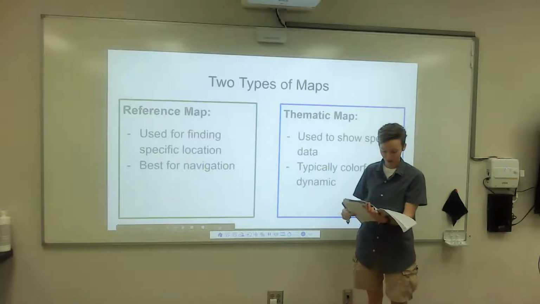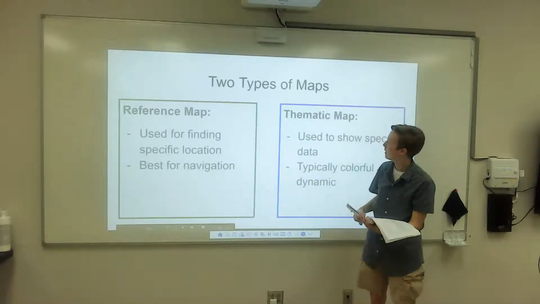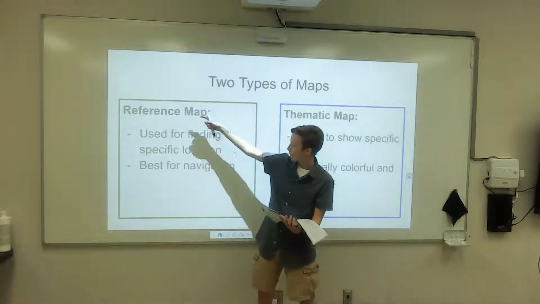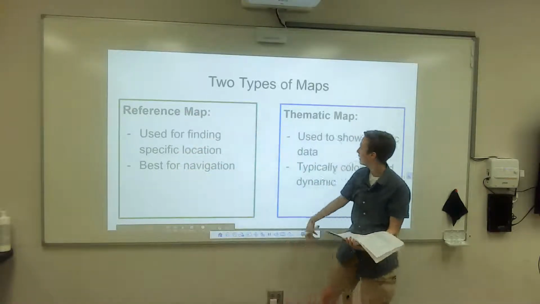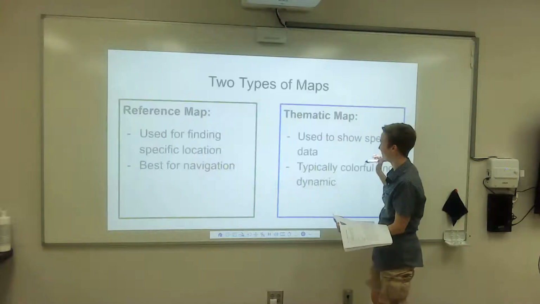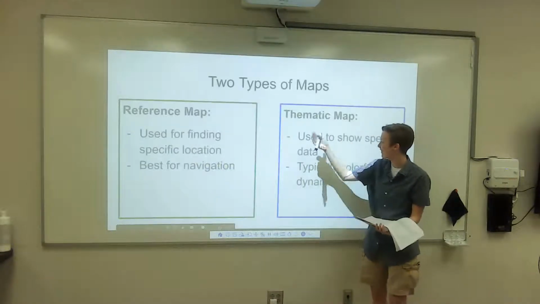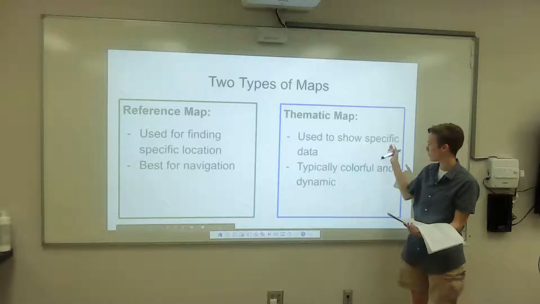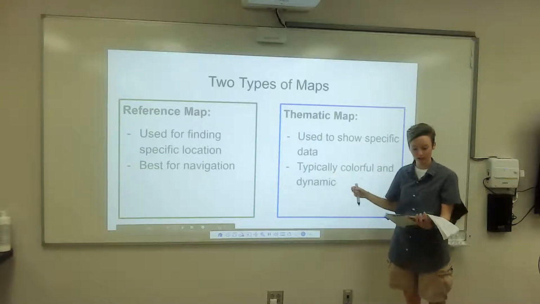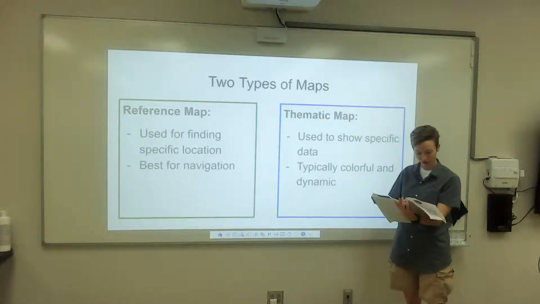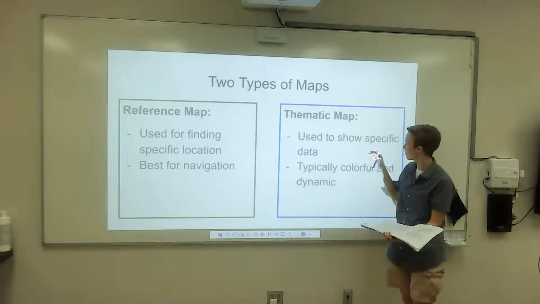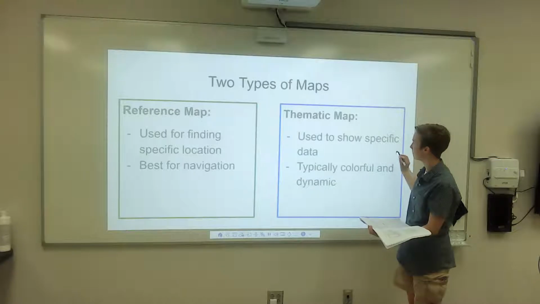So, leading off, first two things we're gonna talk about is the two types of maps. There's a reference map, it's used for finding physical locations, and it's best for navigation. Then we have thematic maps, used to show specific data, typically colorful and dynamic. You might remember these from page 6 in your manual. We're actually going to look at some of the ones from back then.